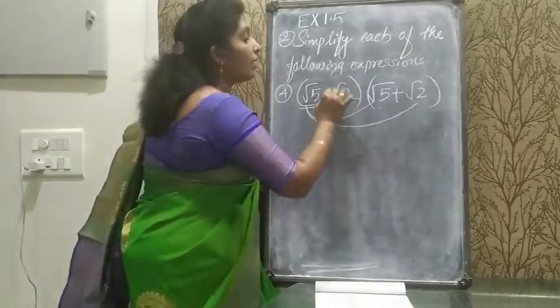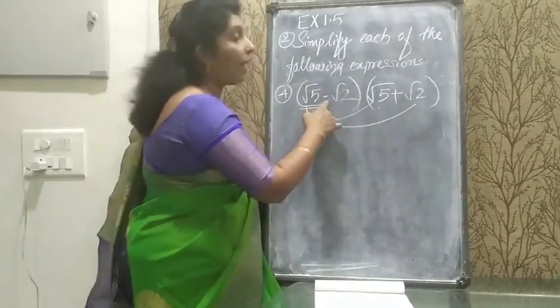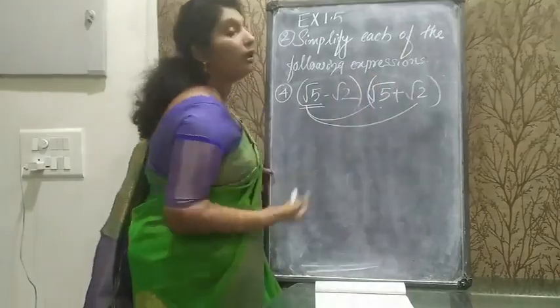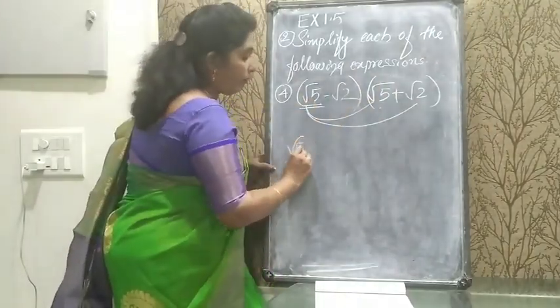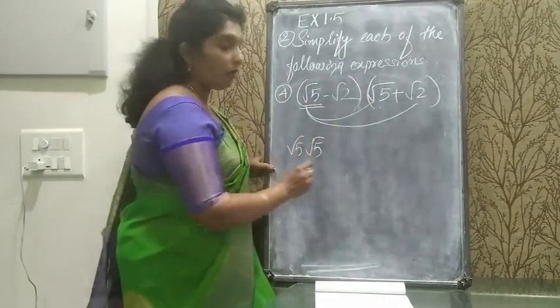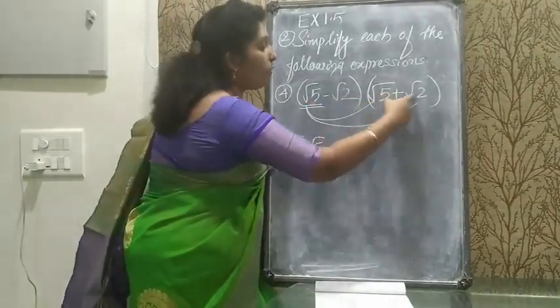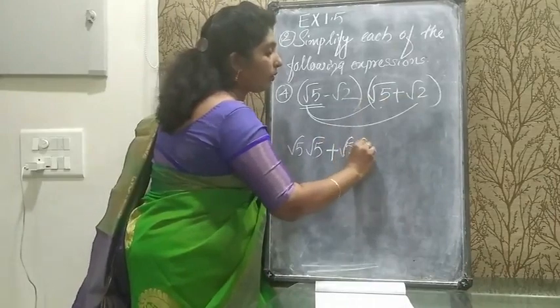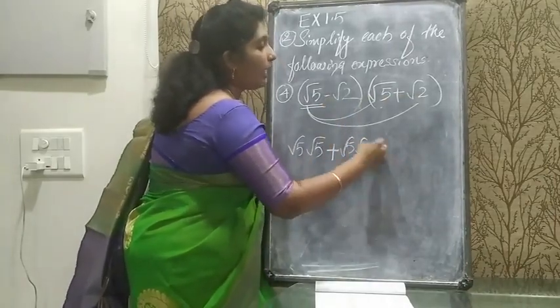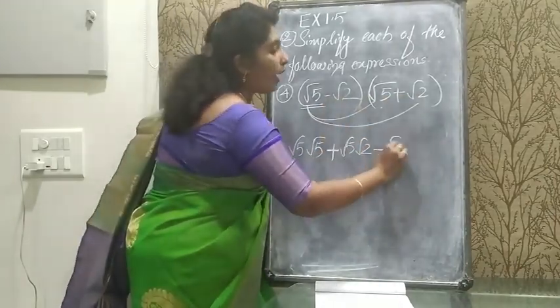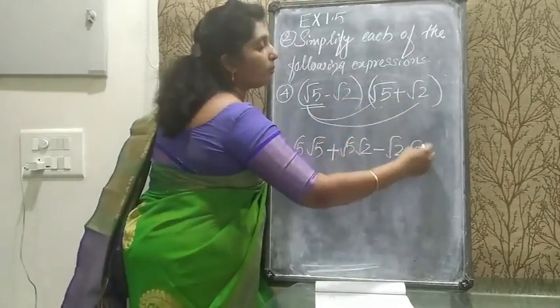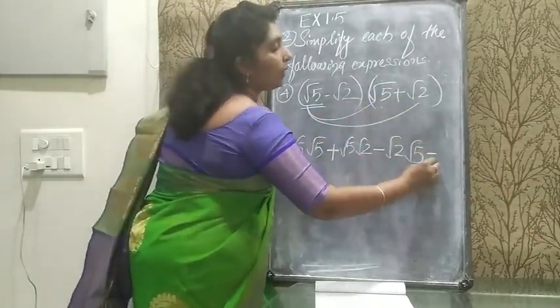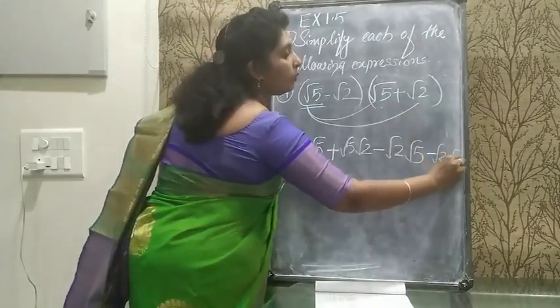Then in the second stage you have to take this term and open the bracket with the second term. Then root 5 into root 5 plus root 5 into root 2. Then minus root 2 into root 5. Then minus into plus is minus root 2 into root 2.